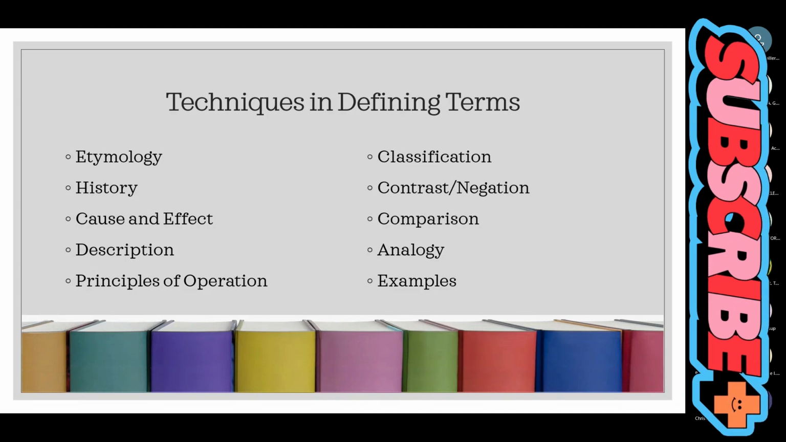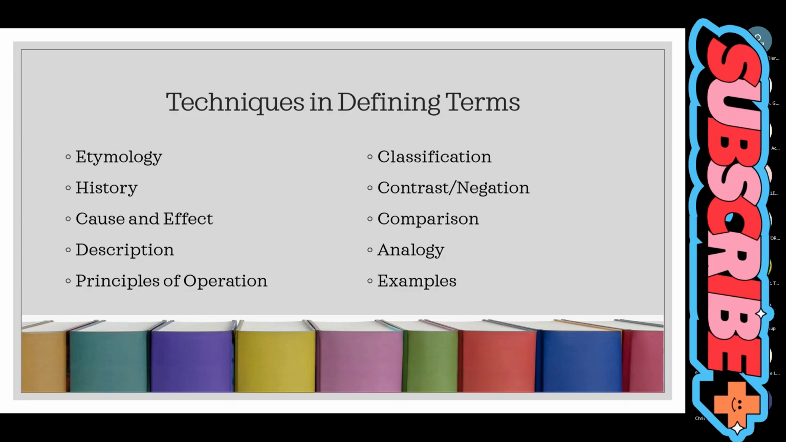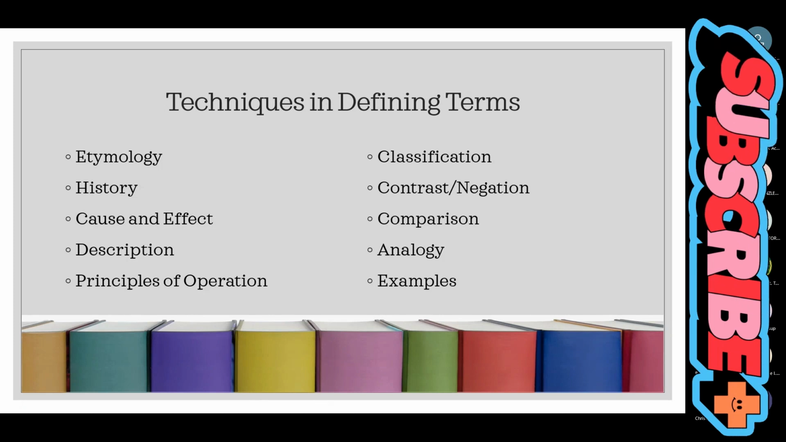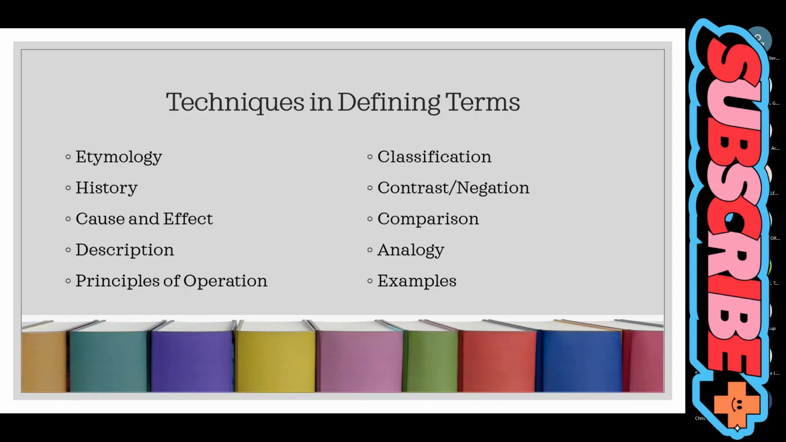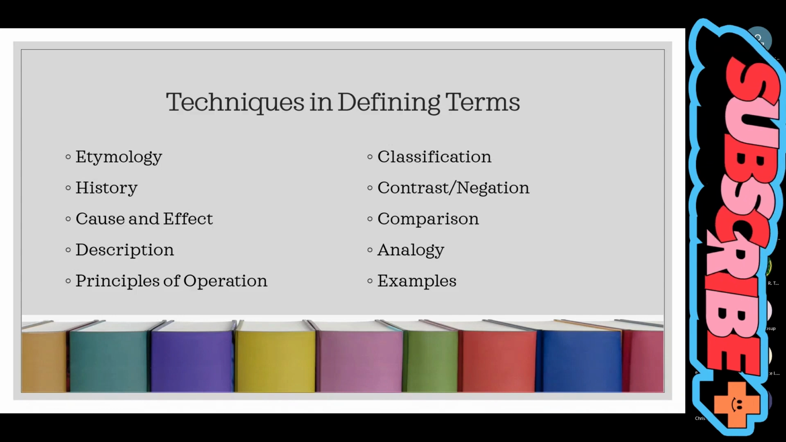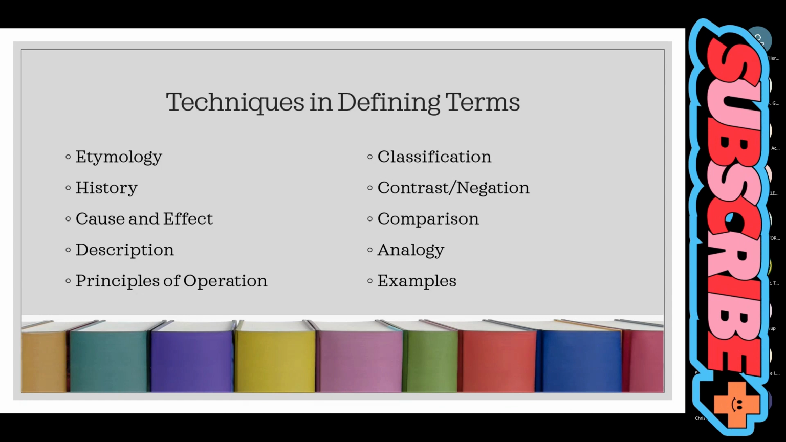And then the number two technique is history. If relevant, you should discuss the history of the term, its use, and the controversies associated with it. And then the third one is cause and effect, which I already explained. The cause is the reason why a particular thing happens, and the effect is the effects when that particular thing happens.